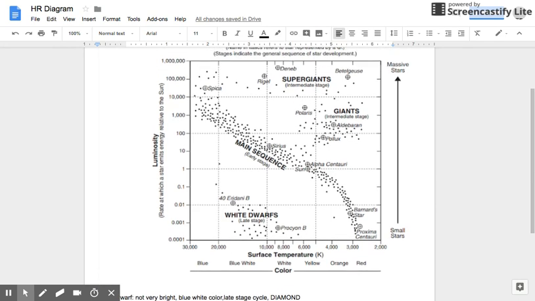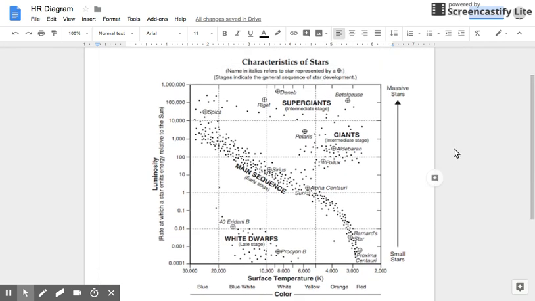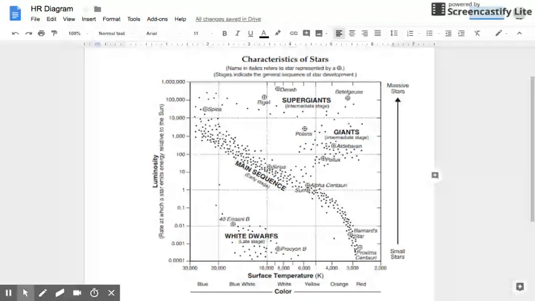And one more thing I want you to think about as you bring this into class tomorrow is we have these characteristics of stars, and we have the white dwarfs, the main sequence, giants, supergiants. Do you have any questions about maybe what's missing? Think about that. Maybe write some questions down. What do you think is missing in this graph?